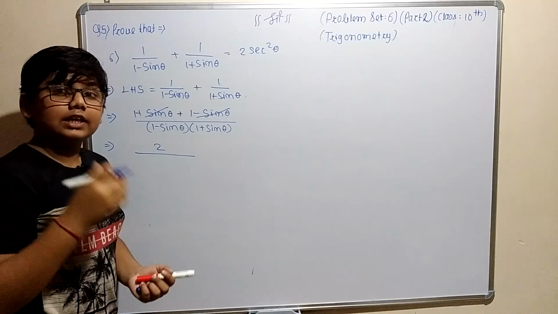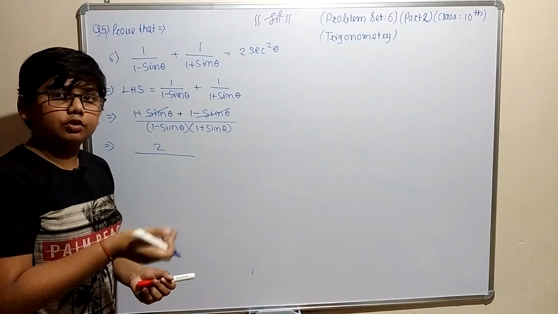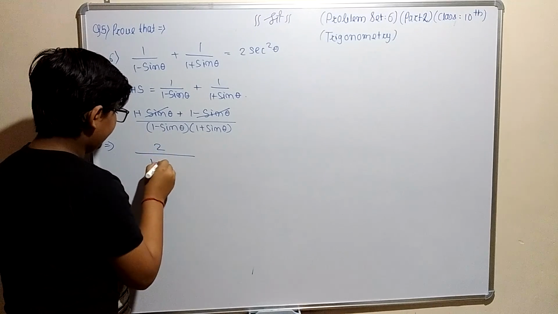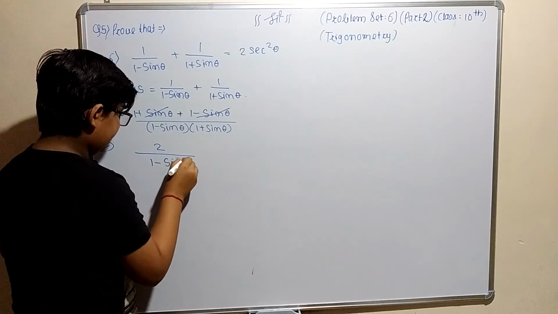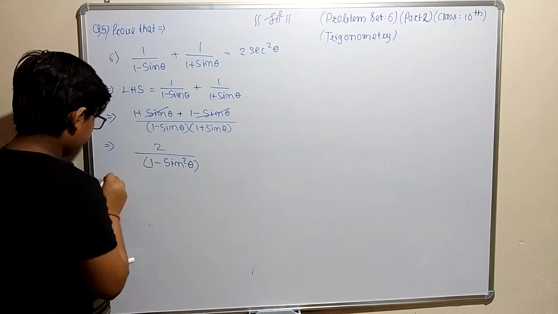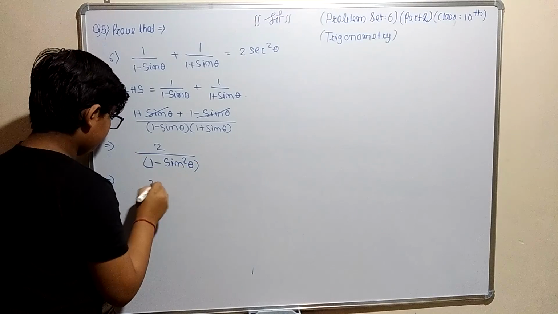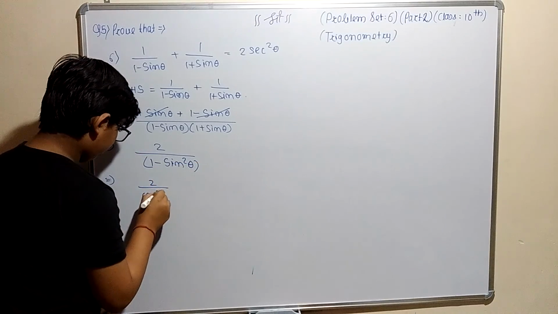We know that (a plus b) into (a minus b) is equal to a squared minus b squared. So a squared, 1 minus sin square theta. Now what is 1 minus sin square theta? It is cos square theta. So 2 by cos square theta.